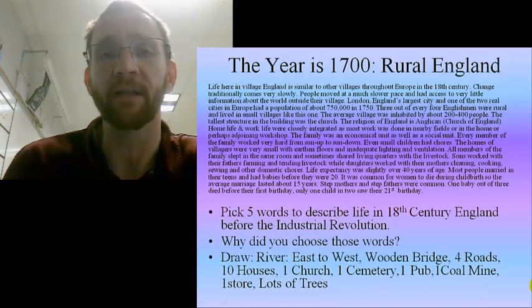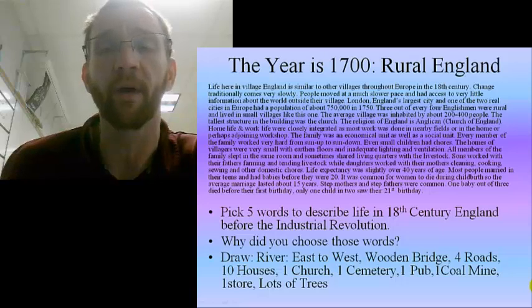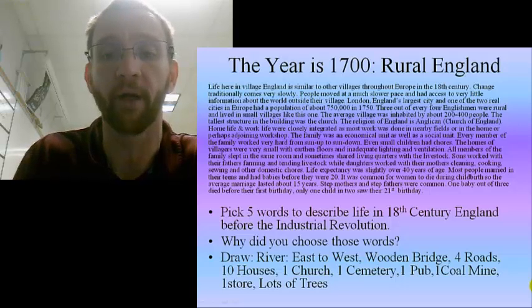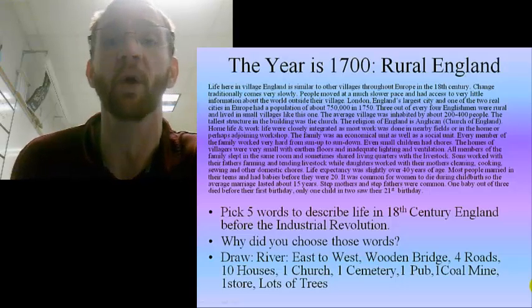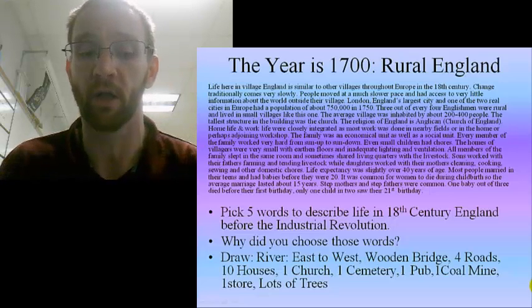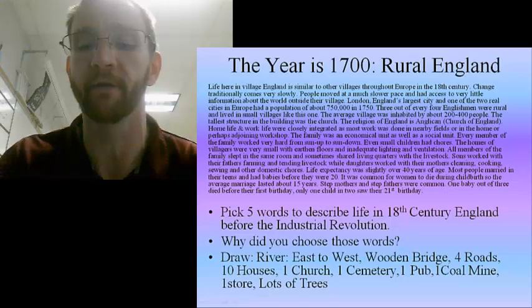And lastly but not leastly, here's what I want you to draw. A river east to west, kind of in the middle of your page. A wooden bridge, just draw a bridge based on the symbol I gave you and write wood on it. Four roads, 10 houses, one church, a cemetery, a pub, one coal mine, a store, and draw lots of trees.